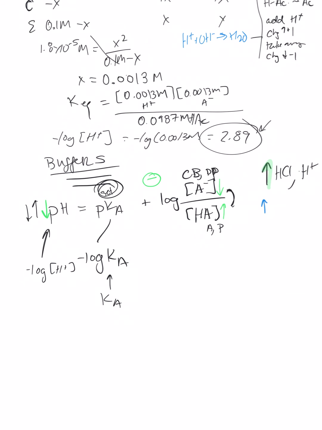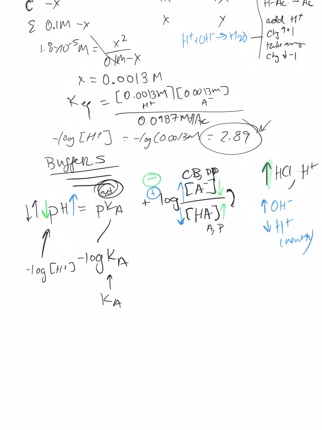Similarly, if we were to add OH minus, and that leads to a decrease in our H plus because of the neutralization reaction, what's going to happen here is our HA, our acid, is going to decrease, and our conjugate base is going to increase. That's going to lead to a bigger fraction, which will be a positive after we take the log, and that will lead to, again, an increase in our pH. But again, none of these changes are as drastic as if you just had a strong acid or strong base in there already, or if you had just plain old water.